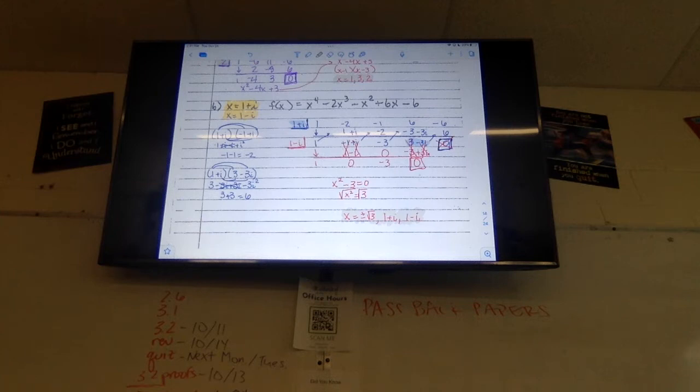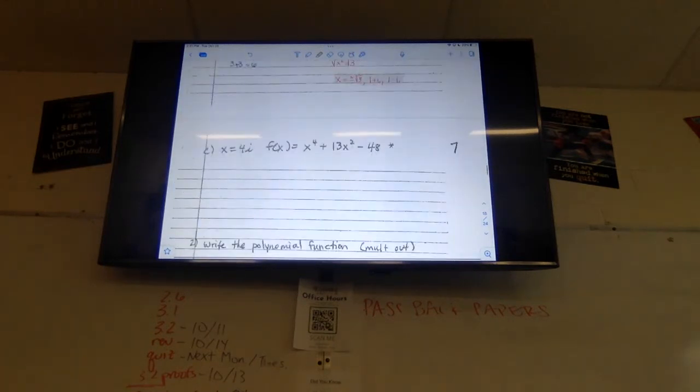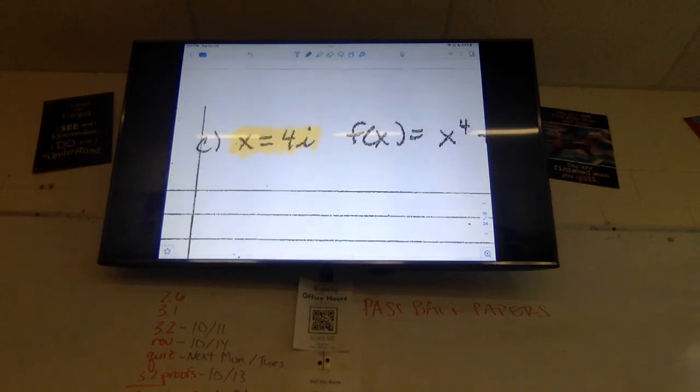All right, we got one more like this. Are you ready to do one more together? Okay. This is another one with i. It says x equals 4i. We also know that its conjugate is going to be a 0, which makes what another 0? What's the conjugate of 4i? Negative 4i. Very good, Ryan.